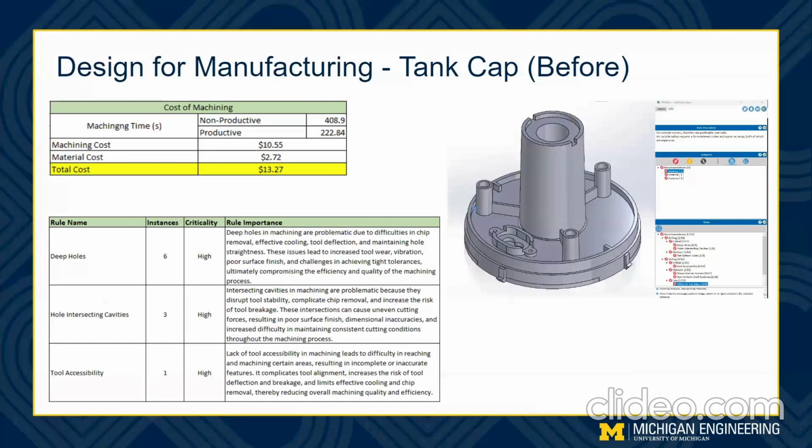There were a number of design flaws in the original tank cap, which were pointed to us by DfM Pro. The most critical of these were deep holes, hole intersecting cavities, and tool accessibility. We employed analytical calculation method to determine the machining cost of each part. We concluded a material cost of $2.72 and a machining cost of $10.55, amounting to a total of $13.27.